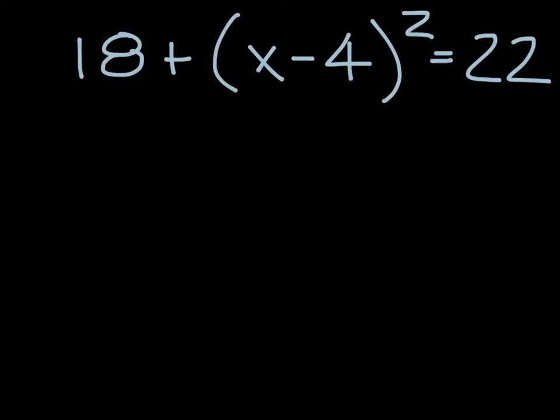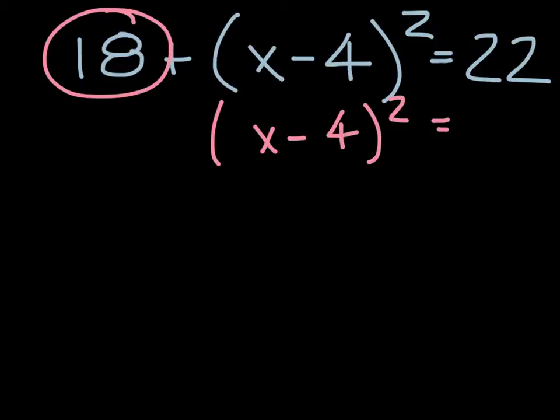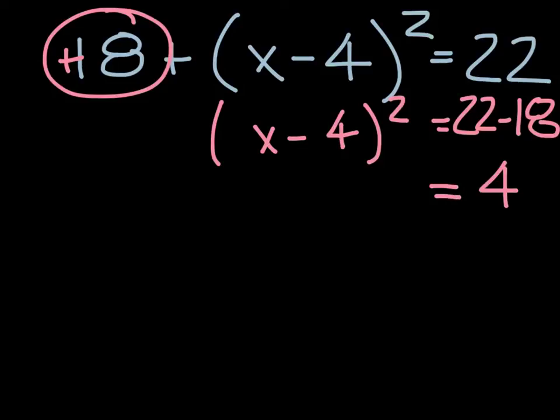Alright, here is the solution for the practice. You have to leave this where it's at. Don't touch it yet. Move this over. What sign is in front of that 18? Plus. So over here it becomes, what's 22 minus 18? 4. So you still have this to deal with.